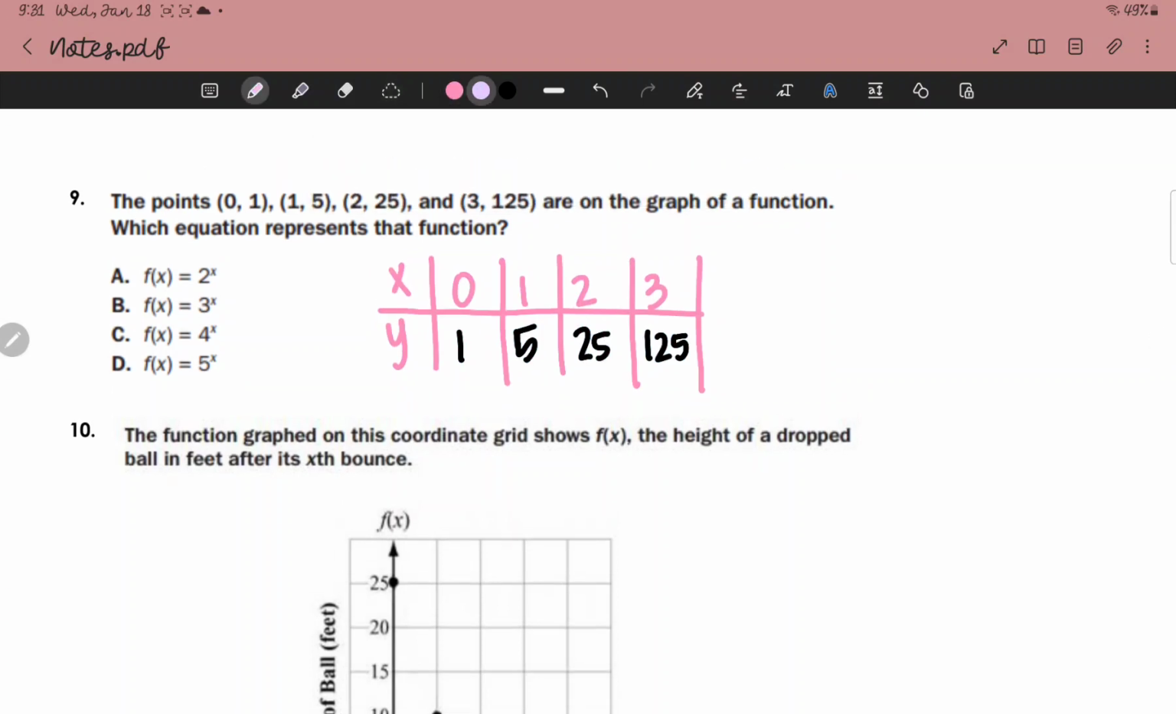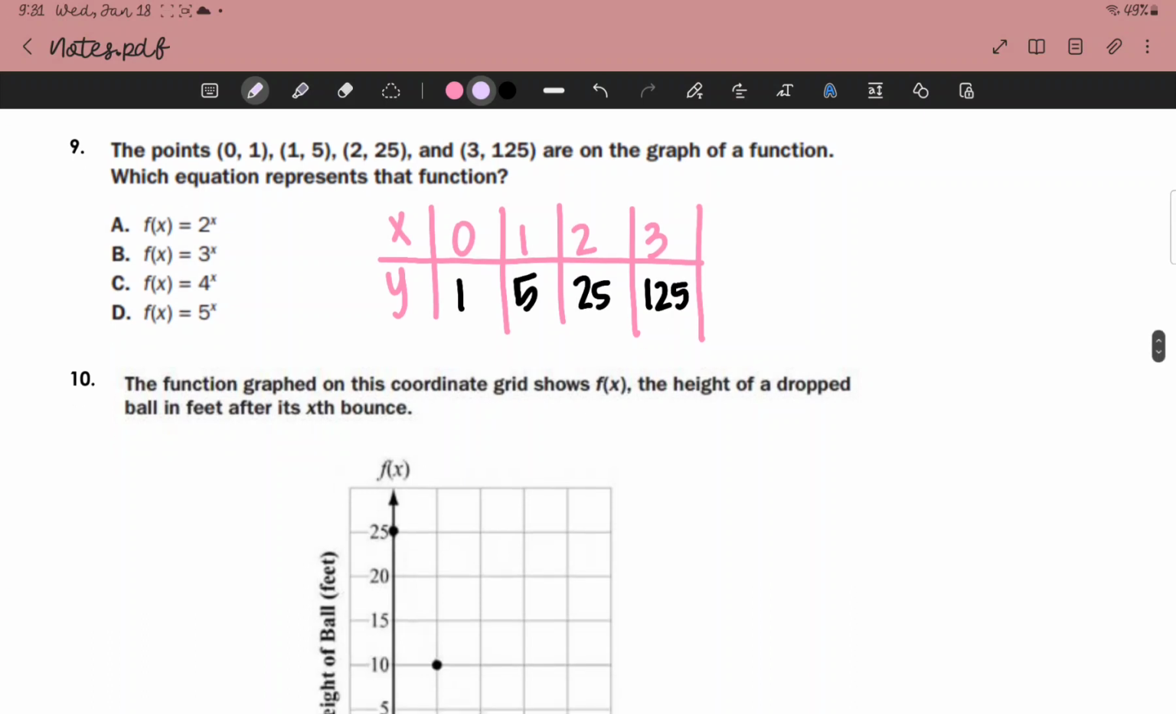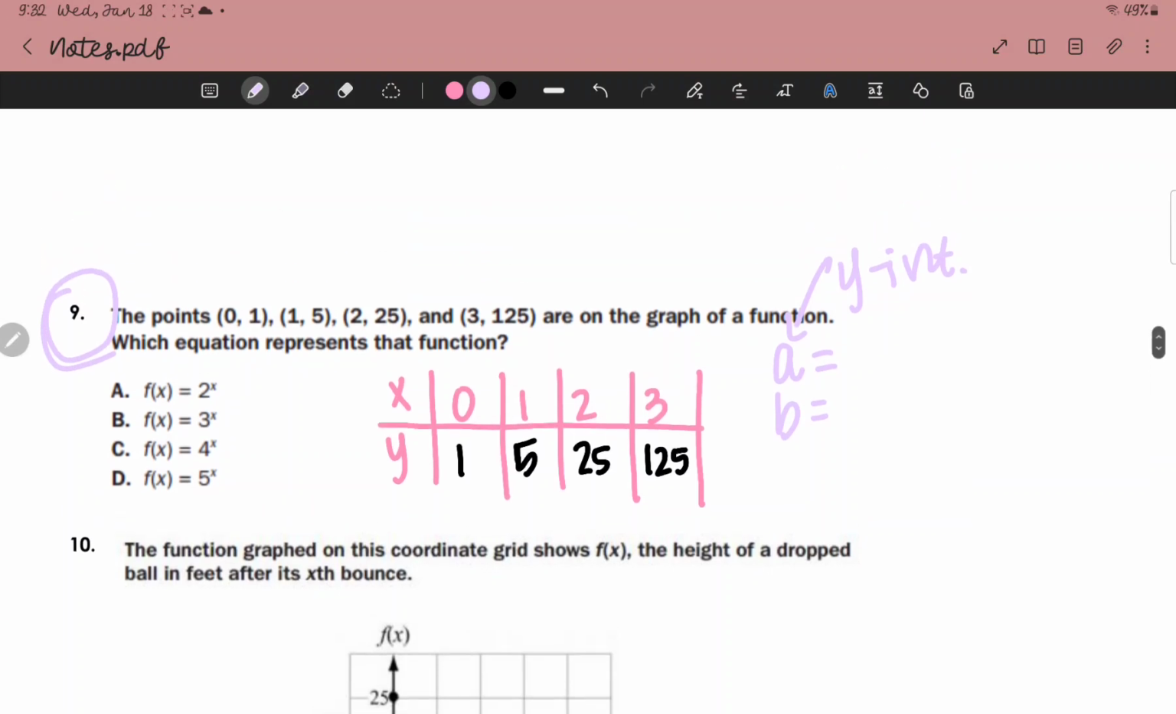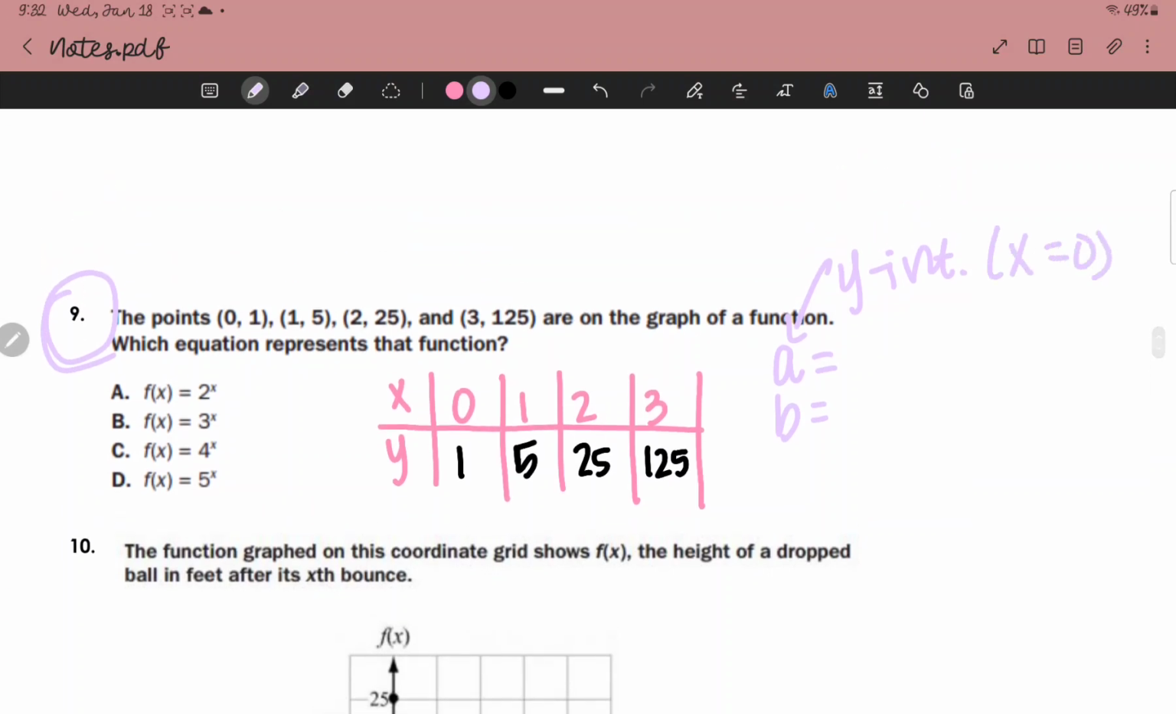If we're writing a function or an equation, we always need to figure out what our y-intercept is and what our ratio, or our change, is. So we need to identify A and B. A is that y-intercept. Our y-intercept is when x equals 0. When x equals 0 in our table, our y is 1. That's our y-intercept. So my A is 1.